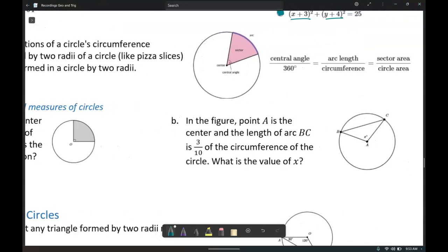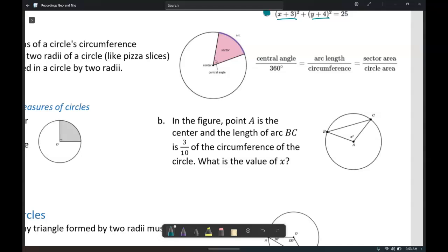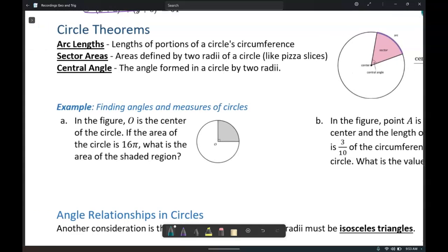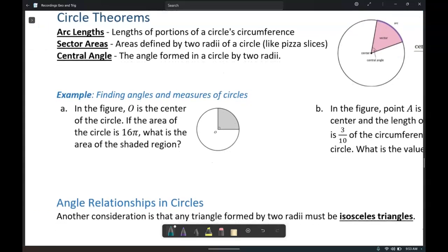And we see this proportional relationship that we have here, central angle to angle measurement, arc length to circumference, as well as sector area to circle area. And we've explored some of these a little bit before. So let's utilize these in a couple more examples just to kind of reinforce that.